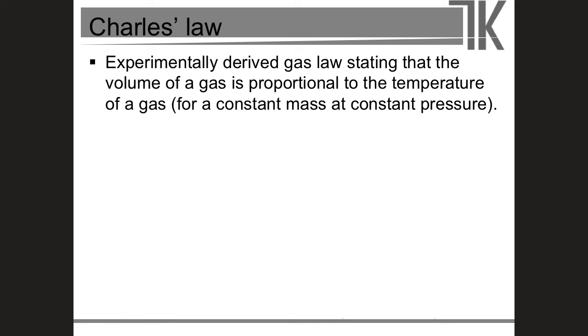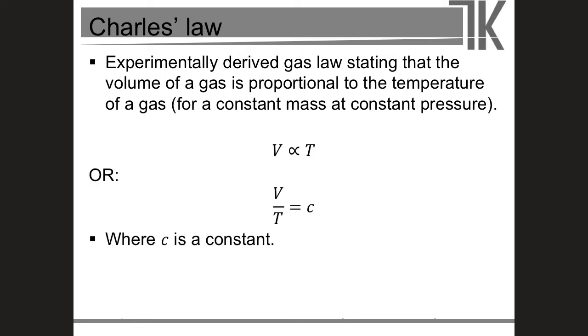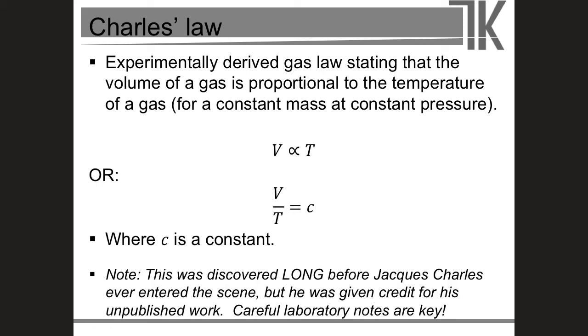Charles' law is an experimentally derived gas law stating that the volume of a gas is proportional to the temperature of a gas for a constant mass at a constant pressure. So I'd like you to have a go at writing this out mathematically. Pause the video now and give that a try. So you should have something along the lines of volume is proportional to temperature, or that volume divided by temperature is equal to a constant. And the history of this law is even more bizarre than Boyle's law. So scientists described the basic principle that volume is proportional to temperature about a century before it's published.